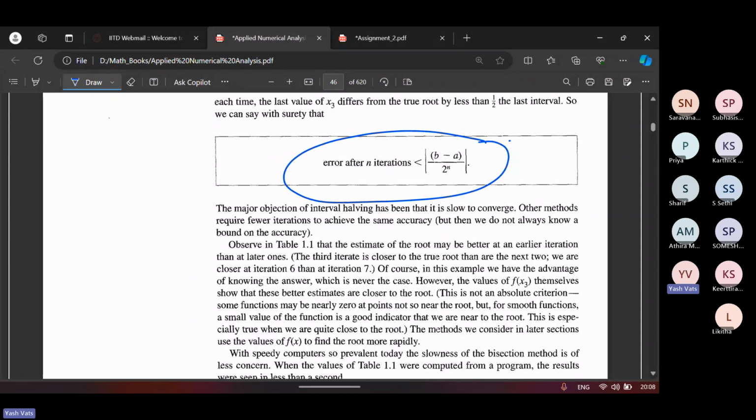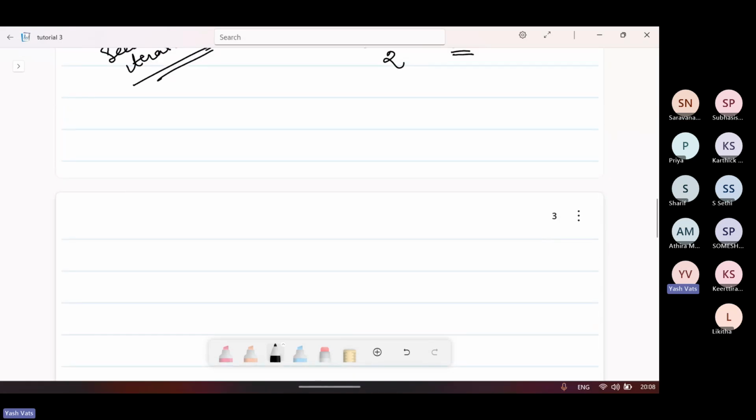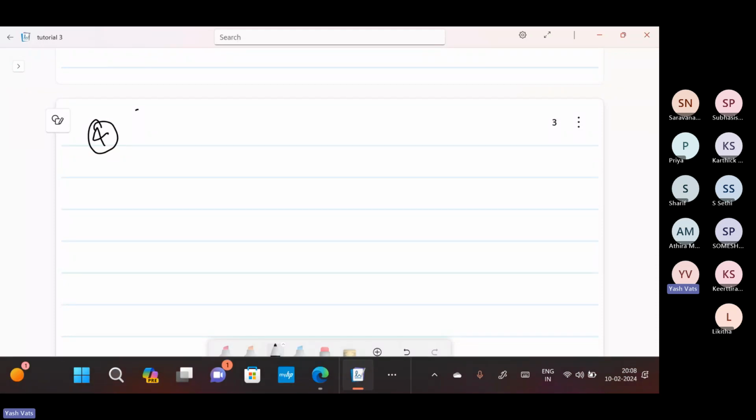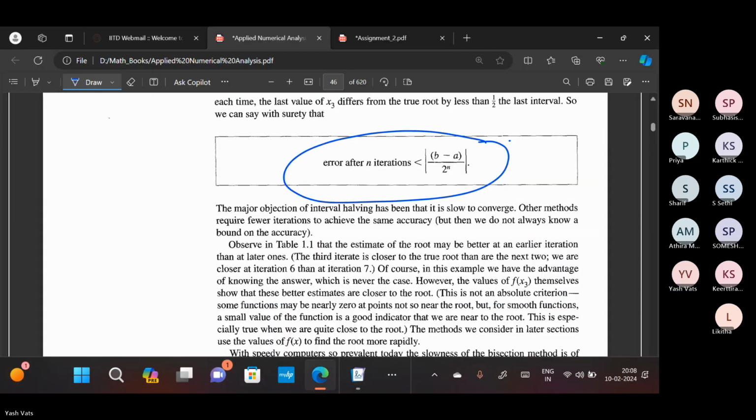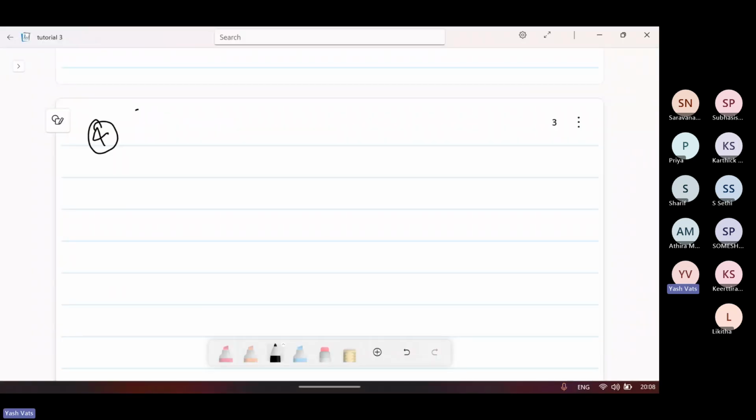Have you seen the lectures? I think he has defined it. Okay, so you can use this formula, and we try to use it. What is the question we have? We have x cube minus x minus 1 is equal to 0.